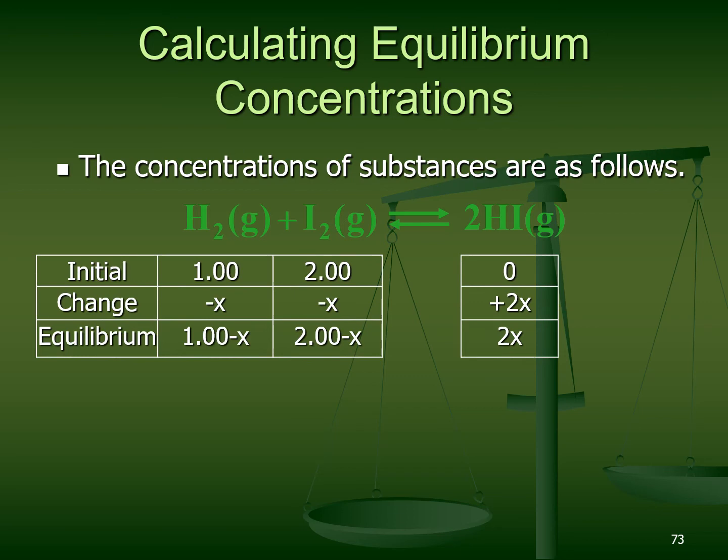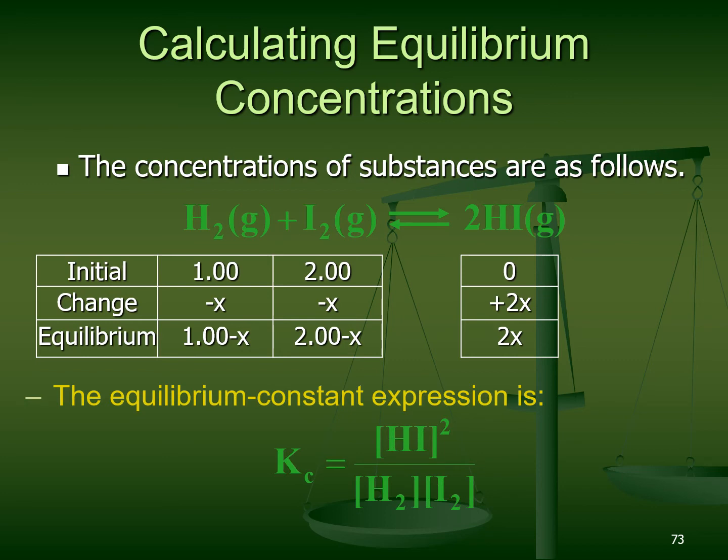So the temperature is not really important, but the K value, of course, is. So we have 1 mole of H2, 2 moles of I2. They're all in 1 liter, so it's 1 molar, 2 molar. There's no HI yet, so that's 0. All right, the H2 will decrease by X. The I2 will decrease by X. The HI will increase by 2X. And so at equilibrium, we'll have 1 minus X for H2, 2 minus X for I2, and 2X for HI.